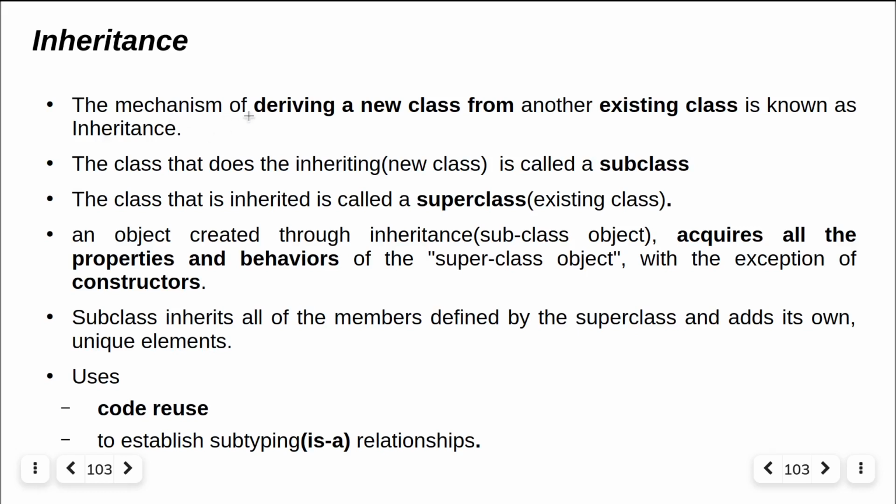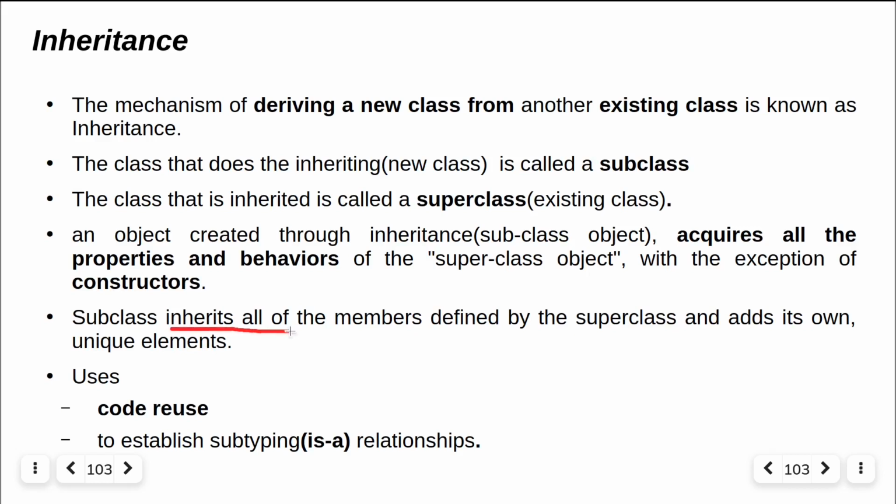Inheritance is a mechanism of deriving a new class from another existing class. The class that does the inheriting is called subclass. The class that is inherited is called superclass. An object created through inheritance, also called a subclass object, acquires all the properties and behaviors of the superclass object. But constructors will not be inherited.